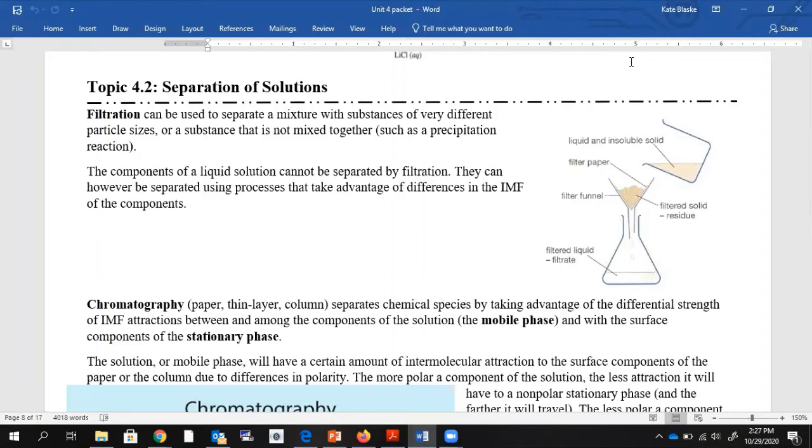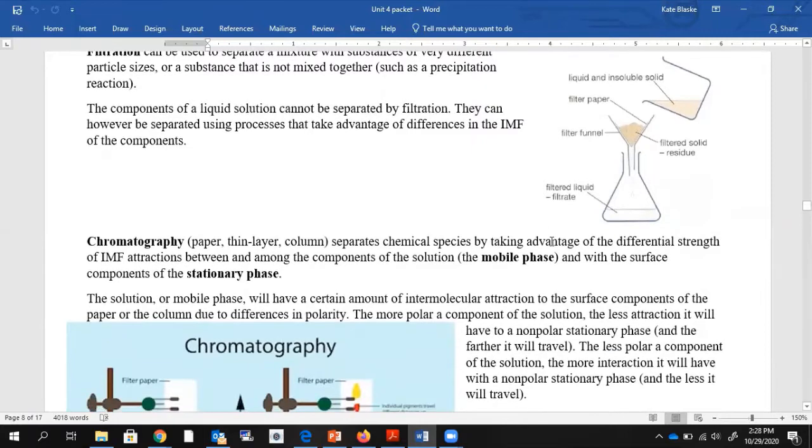This is pretty straightforward. It's a funnel with a filter paper in it, and it is used to separate some sort of solid that is insoluble, usually from a liquid. So a really common example would be sand and water, or if we made a precipitation reaction and we wanted to collect that precipitate, that solid, out from the rest of the solution, we'd put a filter paper in a funnel, we'd pour that solution through the funnel and the filter paper. The liquid would be allowed to drip through. That is called the filtrate. And then the solid would be collected in the funnel.